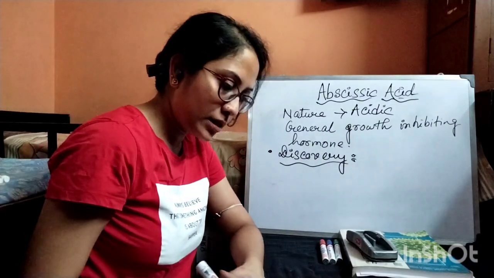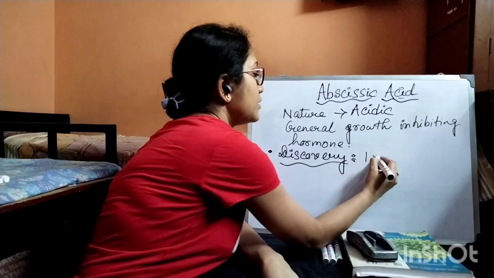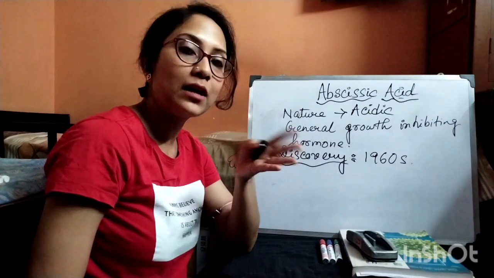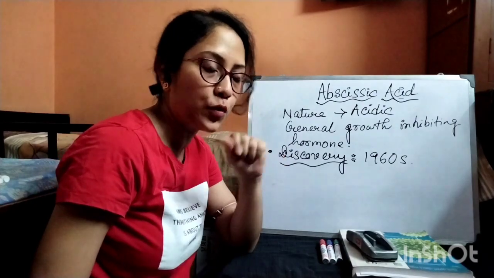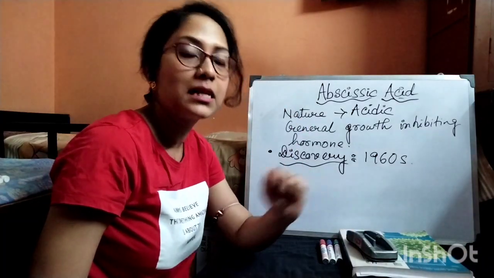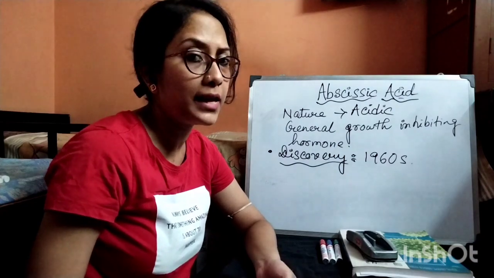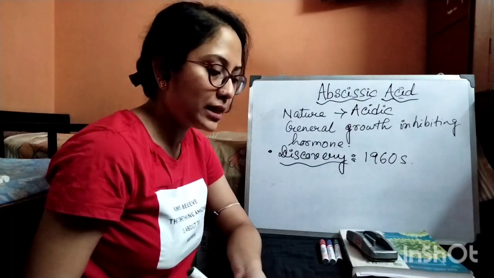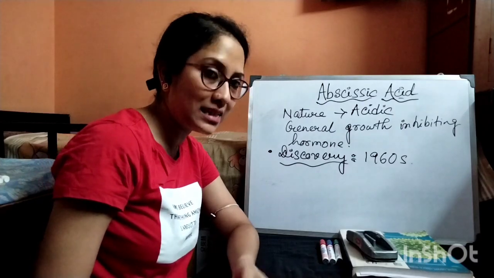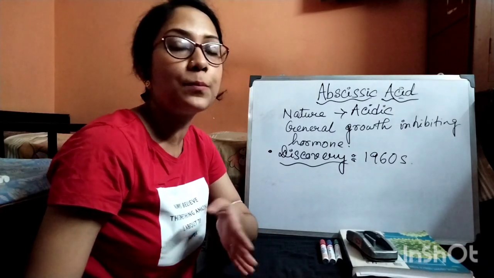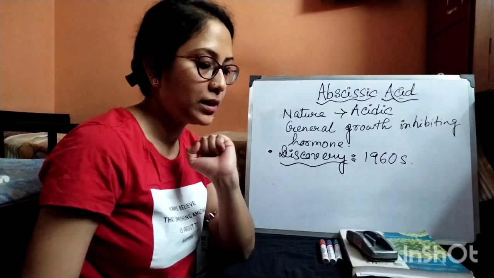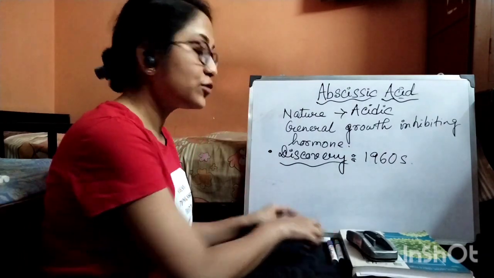The hormone was discovered somewhere in the 1960s. There is a background story for this hormone. A group of scientists were conducting experiments on certain plants, and they found that there are some chemical substances or molecules produced in the plant itself which act as growth inhibiting particles. They categorized those particles into three categories.